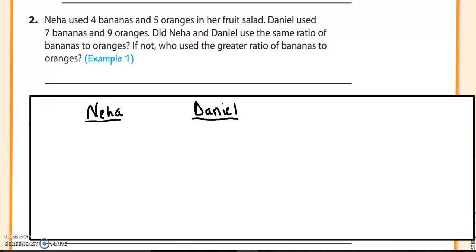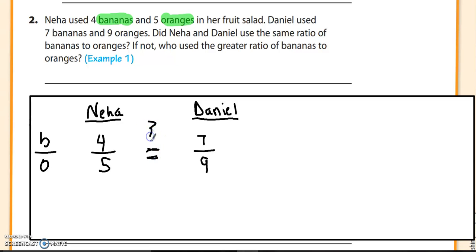And notice both times they gave you the ratio bananas to oranges. So I'm going to set it up as a fraction with bananas on top and oranges on bottom. And for Neha, it was 4 bananas to 5 oranges. And for Daniel, it was 7 bananas to 9 oranges. And the question is, did they use the same ratio? In other words, are these 2 ratios equivalent? So I like to put an equal sign and a question mark.